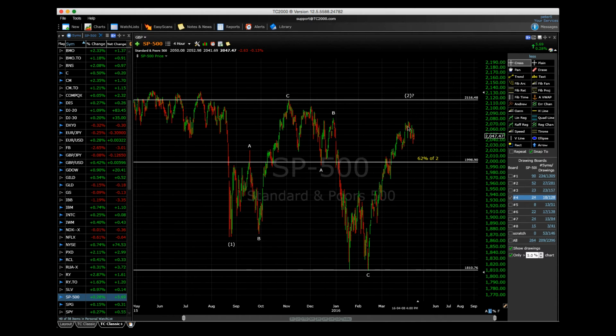This wave up looks like it's targeting this top here, and this would make this a double-pronged second wave, which is very typical in a bear market where you have an extreme move down coming, and this would be looking at a third wave down coming.